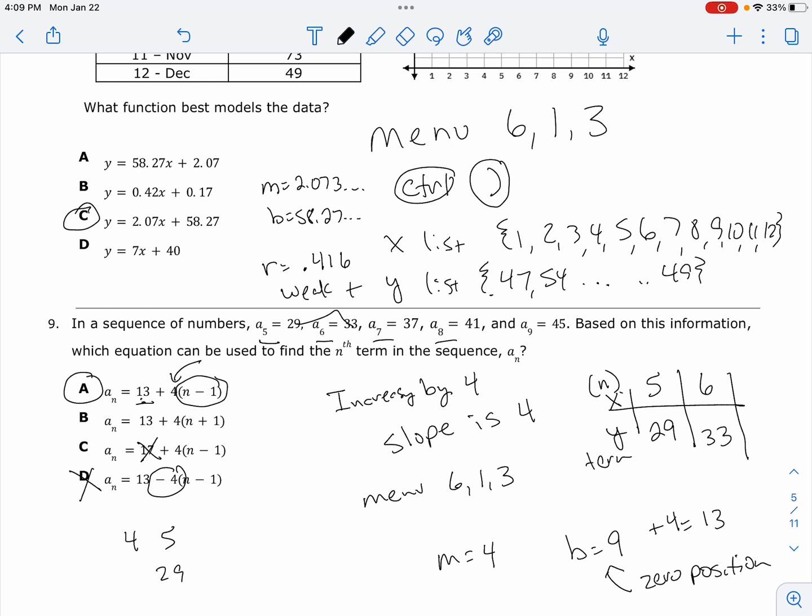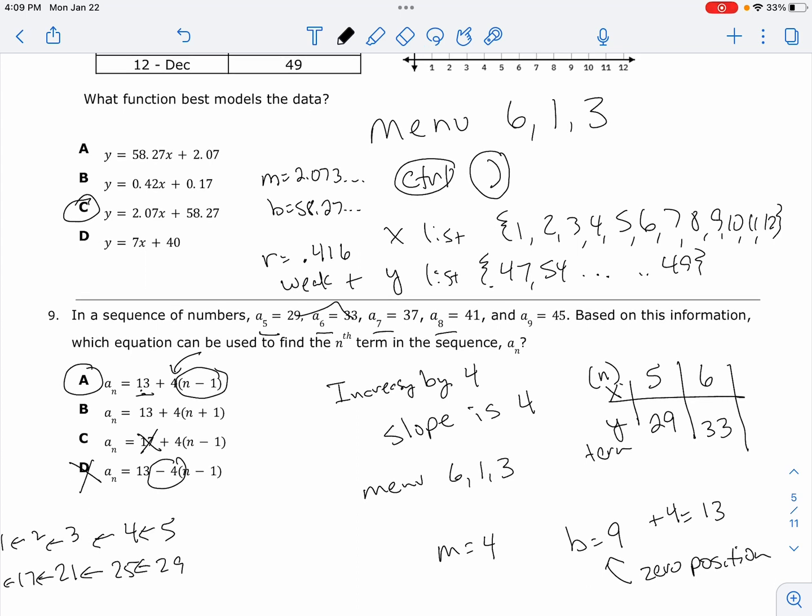I could have worked backwards to my 4th number by subtracting 4, which is my common difference, and I would have been at 25. My 3rd number, subtract 4, will be at 21. My 2nd number, subtract 4, will be at 17. And my first number in the sequence, subtract 4, and you would be at 13.